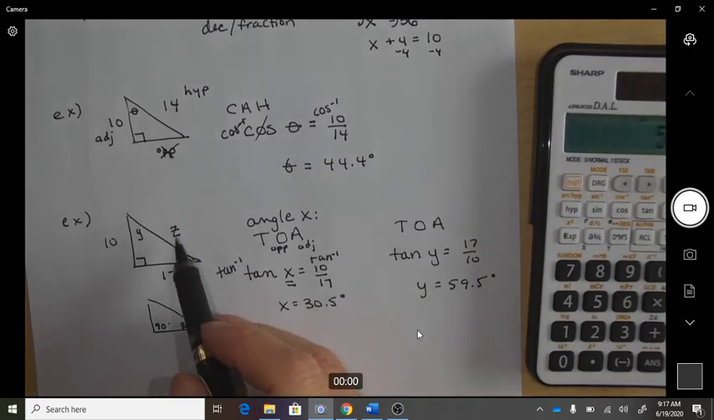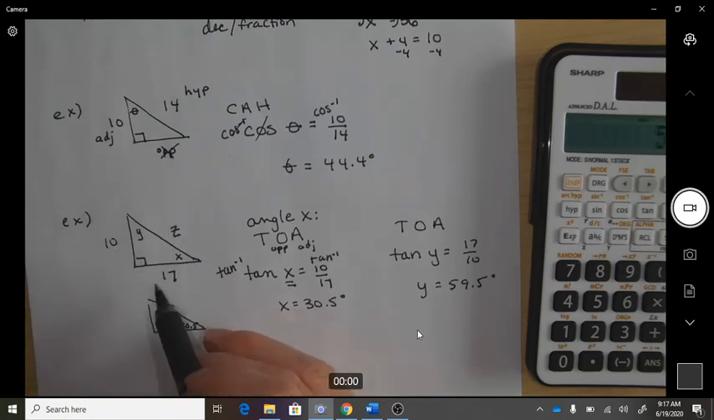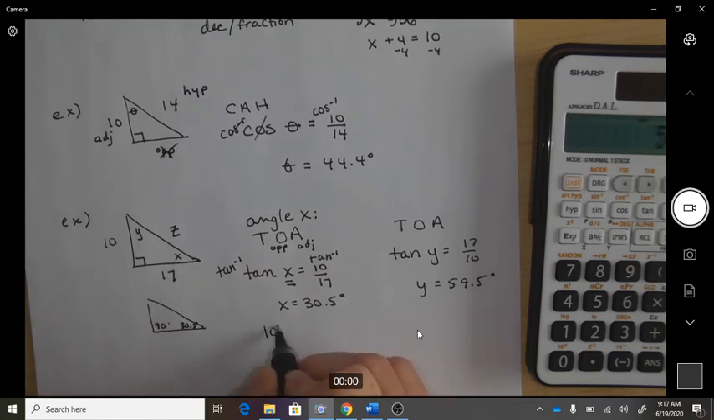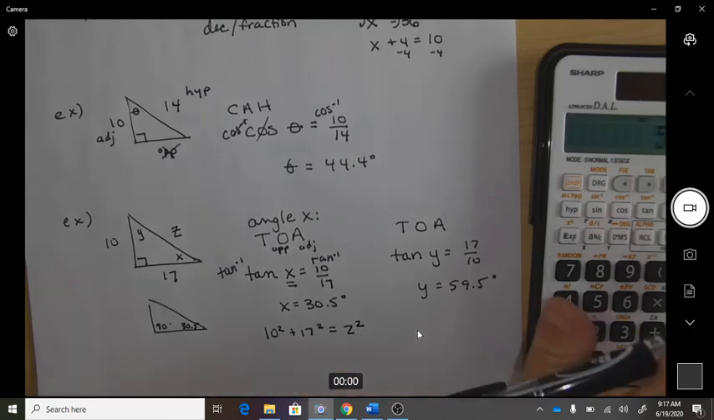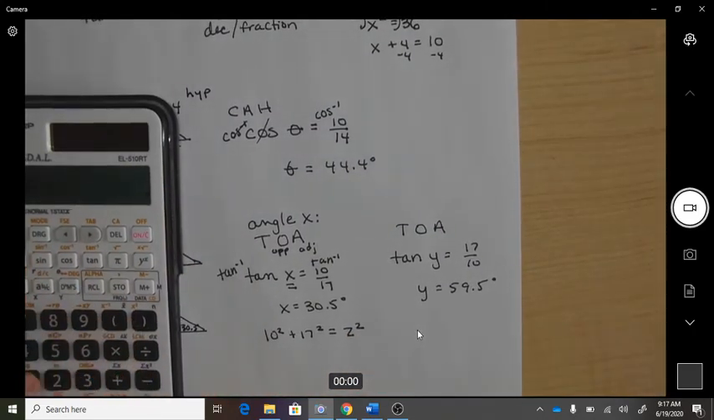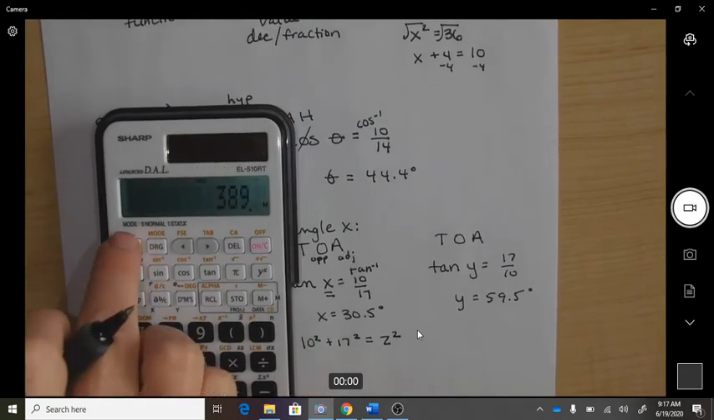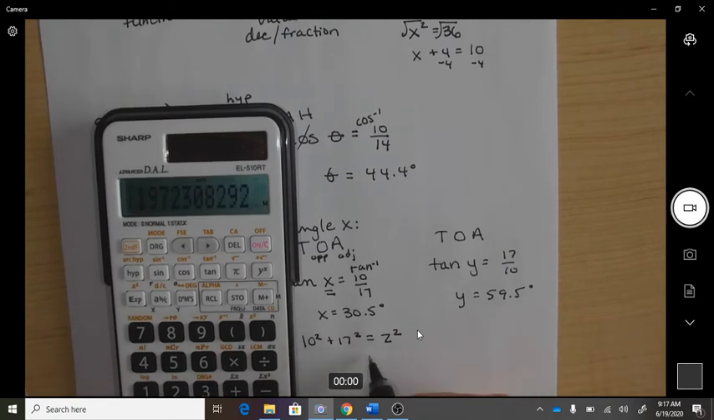Okay, and then we were asked to find z on this triangle. So this would be two sides to find the third, Pythagorean theorem. So 10 squared plus 17 squared equals z squared. So 10 squared plus 17 squared. But then don't forget you have to square root it. So z equals 19.72.